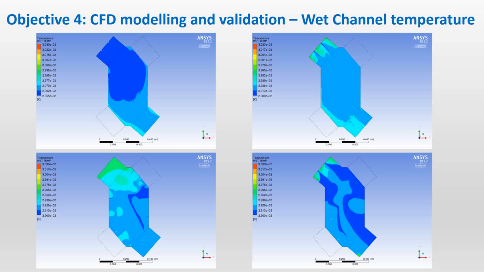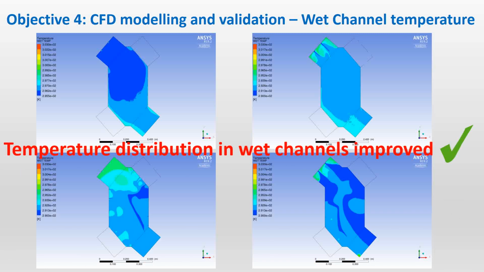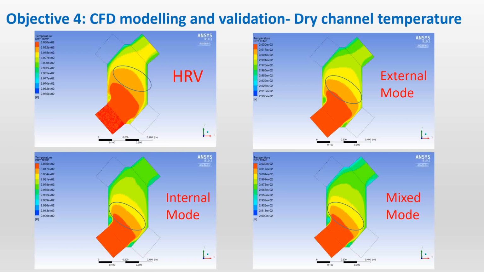So what will happen on the other side in the dry channel? Okay, so water distribution in the wet channel has been improved, and that's the most important thing. For the HRV, the cooling of the dry channel air is going to be extended to the last quarter of the heat exchanger area. We improve it with the external mode, further with the internal mode, and a lot with the mixed mode. So that's just visualization of the things. I didn't explain that yet in my work, but I think this section is going to be a chapter, or it can be a publication by itself.